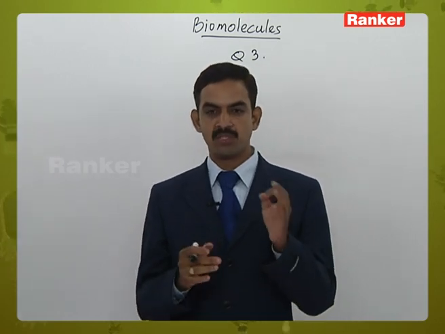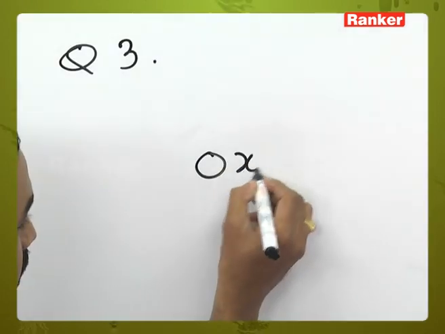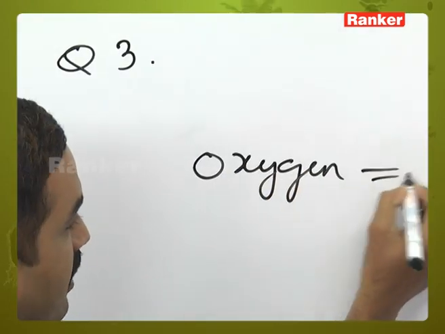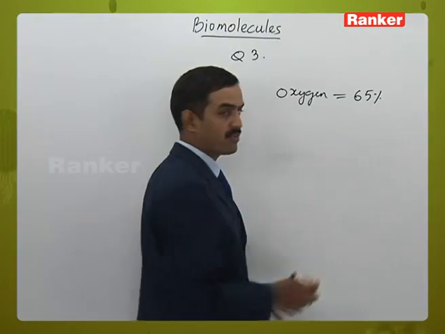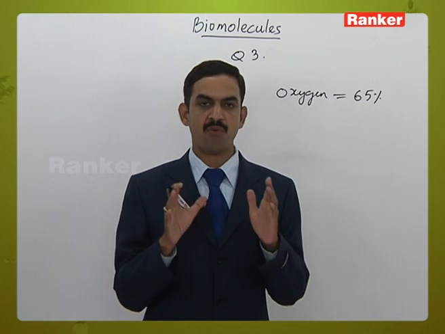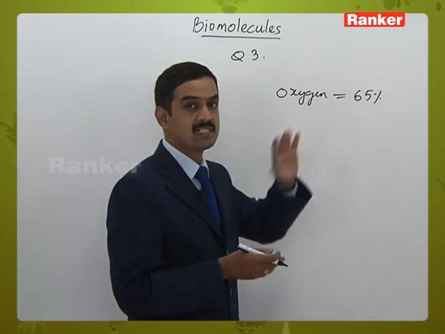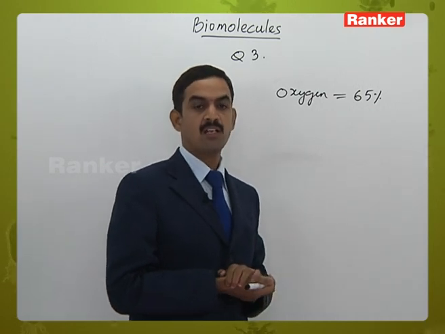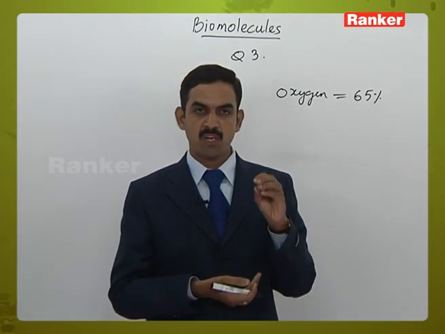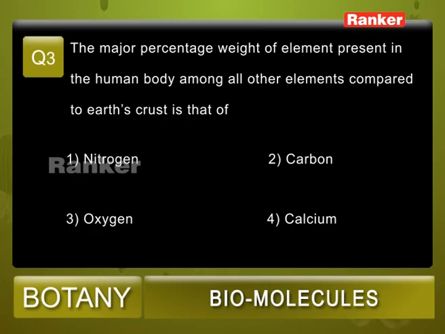Out of the given options, we can say that oxygen is the one which is 65% by weight. That means if you say that all the elements present in a human body are 100%, out of that 100%, oxygen itself is occupying about 65%. So the major percentage weight of the element present in the human body is oxygen, which is 65%. So question number 3, the correct answer is 3.